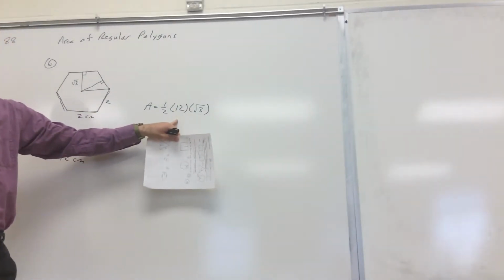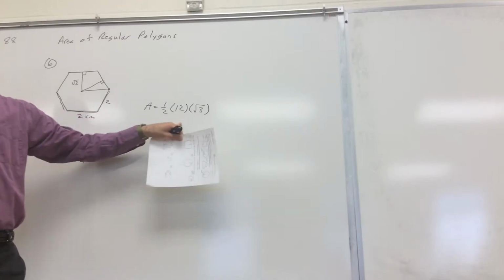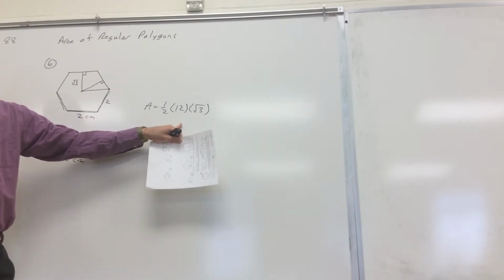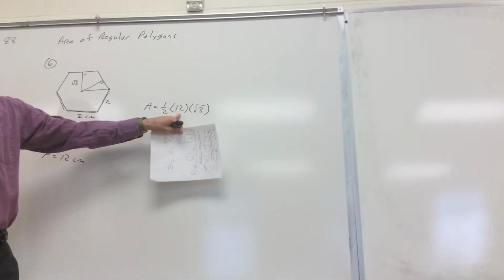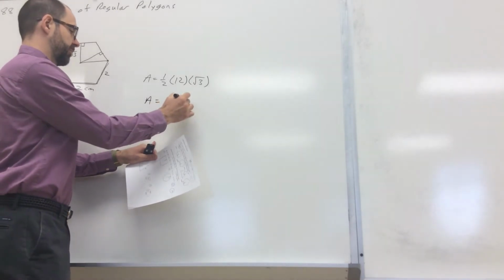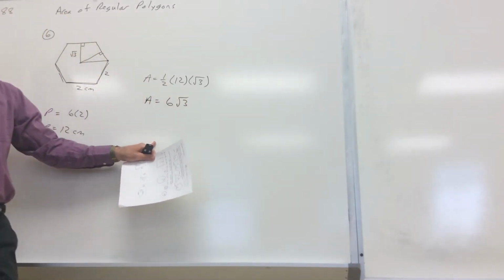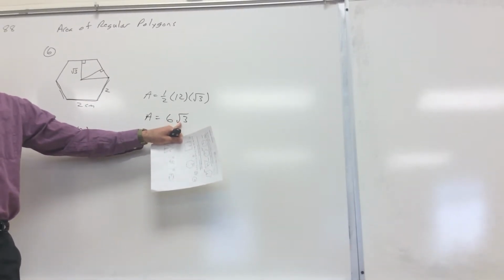All right, now returning to this, we have 3 numbers multiplied in a row. And if you have 3 numbers multiplied in a row, you can multiply them in any order you like. So we're going to take 1/2 times 12 first. That gives us 6. And then it still says take 6 times the square root of 3.